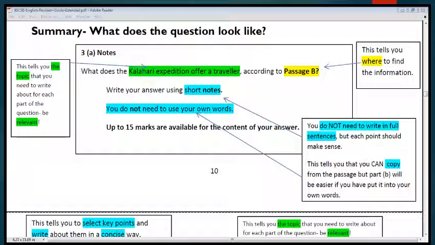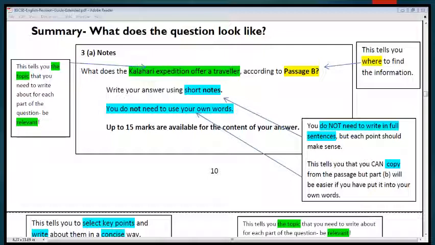The first highlighted part tells you what you need to do. That's the question, the topic that you need to focus on in your summary. Kalahari expedition offer a traveler. So what does it offer a traveler? This tells you the topic that you need to write about for each of the parts of the questions. Be relevant. According to what? According to Passage B, this tells you where to find the information. Write your answer using what? Short notes, which tells you how your answer needs to be presented.